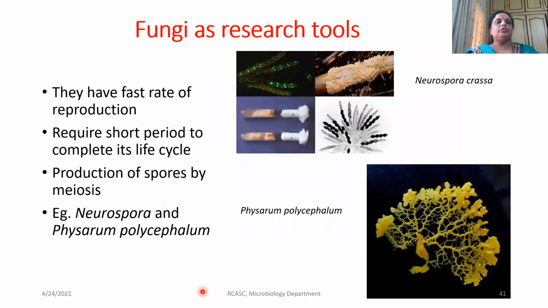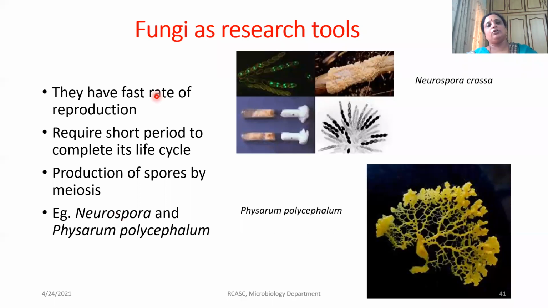Apart from the usage of fungi in various other industries, in alcohol production, organic acid production, pharmaceutical industries, enzyme production, food and beverages, dairy industries or any other industries, some fungi have also been extensively used as a research tool. As we discussed in our classes, Neurospora crassa and Physarum species have been extensively used in research.